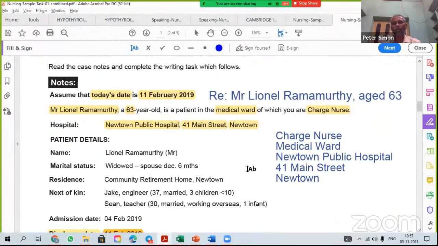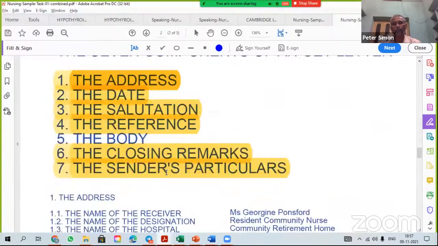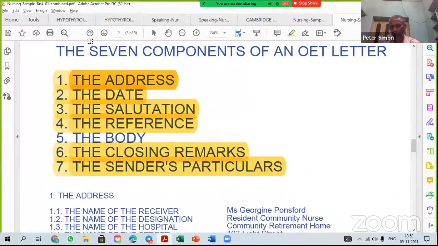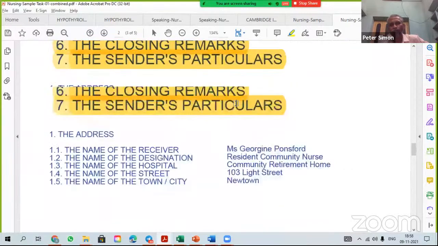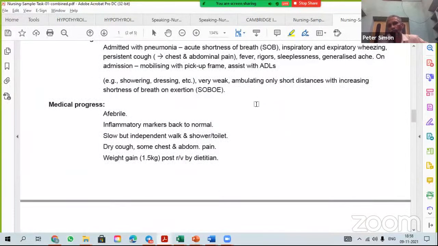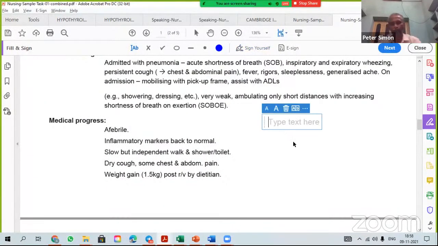So we have done with all the other components, 7 components: address, date, salutation, reference, closing remarks, sender's particulars. We have done everything. Now we go to the body, the 5 parts of the body. So I will explain you the 5 body parts. I'm going to write here 5 body parts. The body. This is the 5th component, the body.